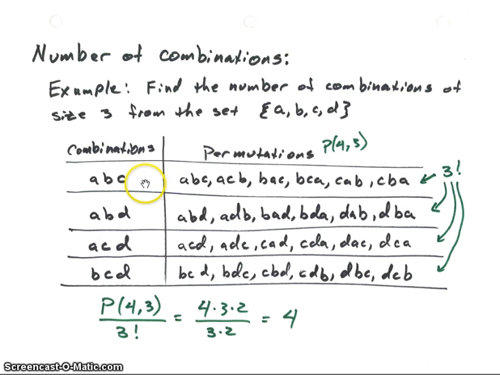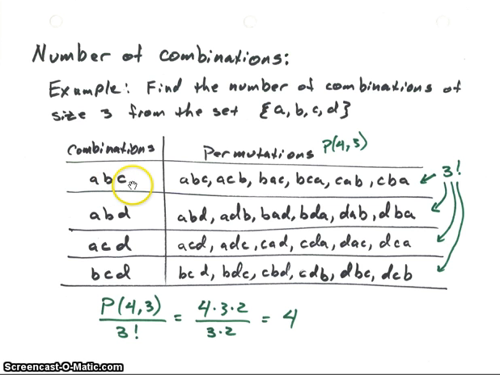Now for the combinations, we just pick 3 from those, and we'll have A, B, C. Another one would be A, B, D, A, C, D, and B, C, D. So there's only 4 possibilities of combinations from that set of size 4, picking 3 from that set of size 4. But if we look at each one of these, what would be the possible permutations for each of these?